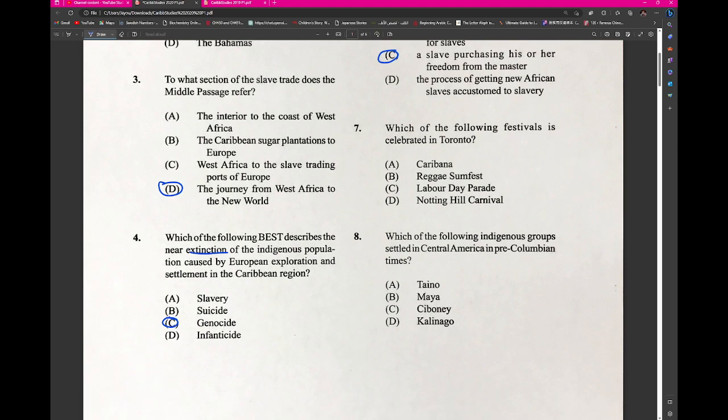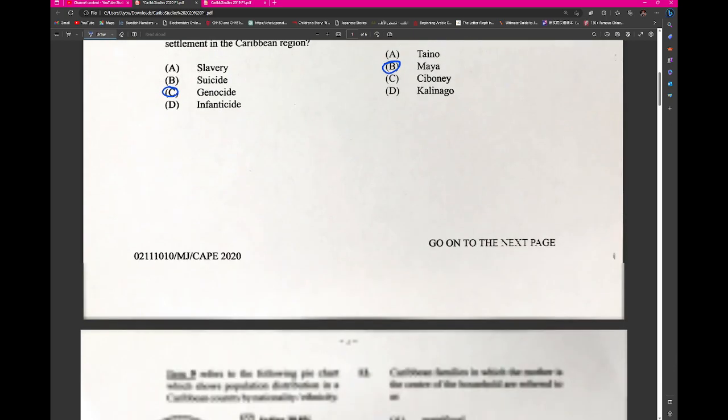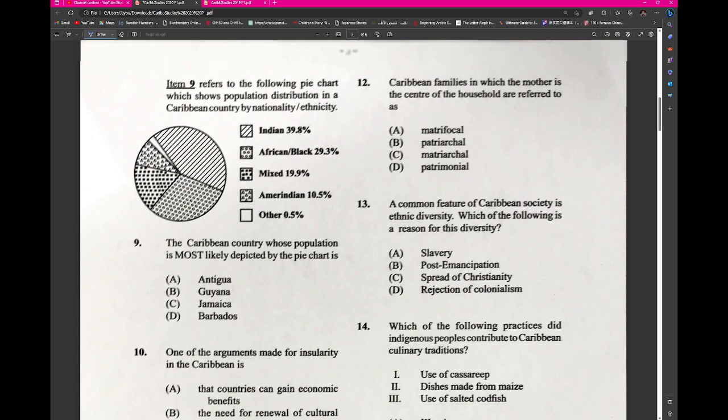7, which of the following festivals is celebrated in Toronto? This is Caribana. 8, which of the following indigenous groups settled in Central America in pre-Columbian times? This would be the Maya, right?